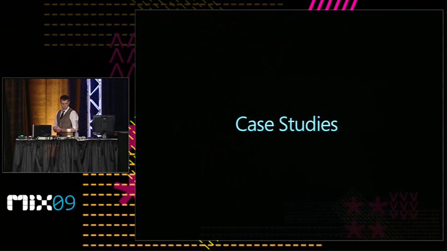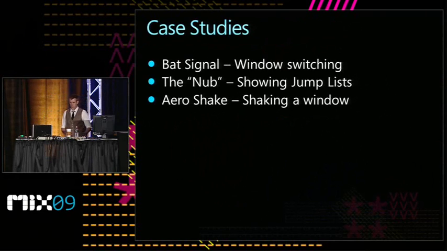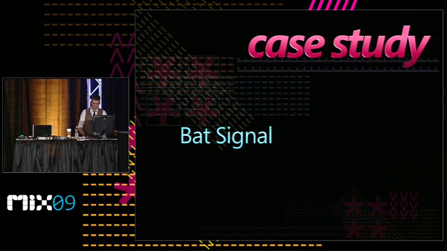So with that, let's look at some specific examples of some design iterations that we did. I got 3 of them for you. One is called Bat Signal. It's all about window switching. One we call the Nub. It's all about showing jump lists. And Arrow Shake, which is, of course, about shaking a window. Let's look at Bat Signal first.